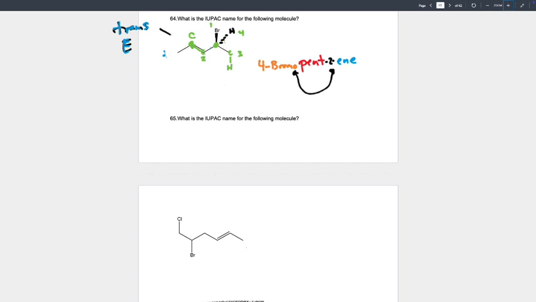Now that I have my priorities assigned, I have to ensure that I'm looking at the molecule from the correct orientation. The lowest priority, which is typically hydrogen, must be aimed away from me. It is aimed away from me here. I can now connect the dots 1 to 2, 2 to 3. Which direction would I be turning? Counterclockwise, and I screw it up all the time too. Counterclockwise is assigned S.